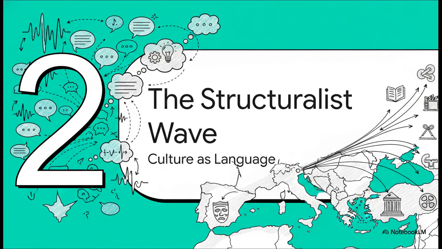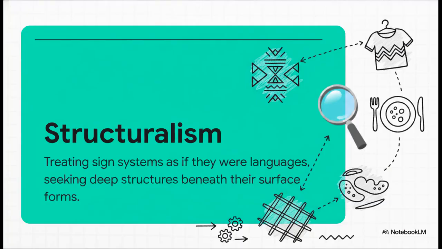Next up, the structuralist wave. This is where Saussure's ideas really take off and start a huge intellectual movement, basically treating all of culture as if it were a language. So what was so special about structuralism?